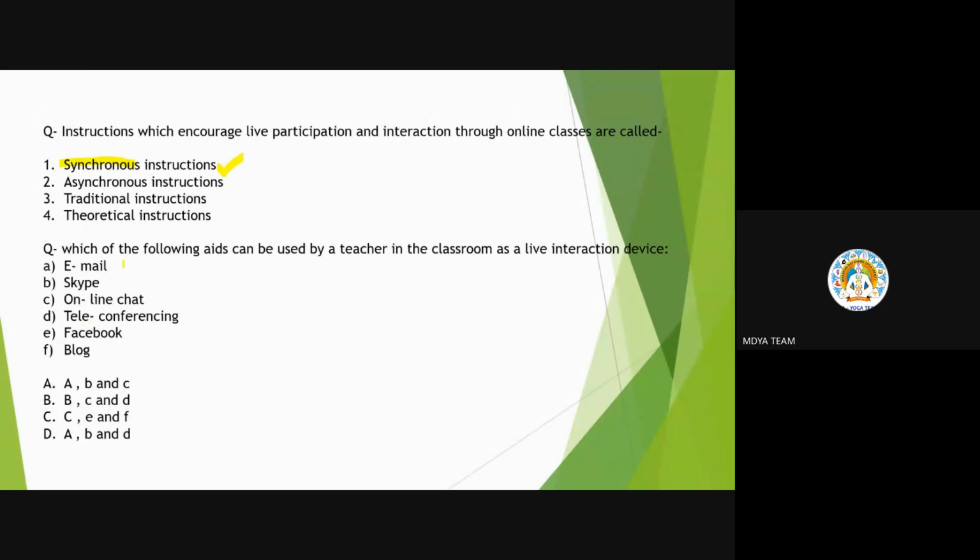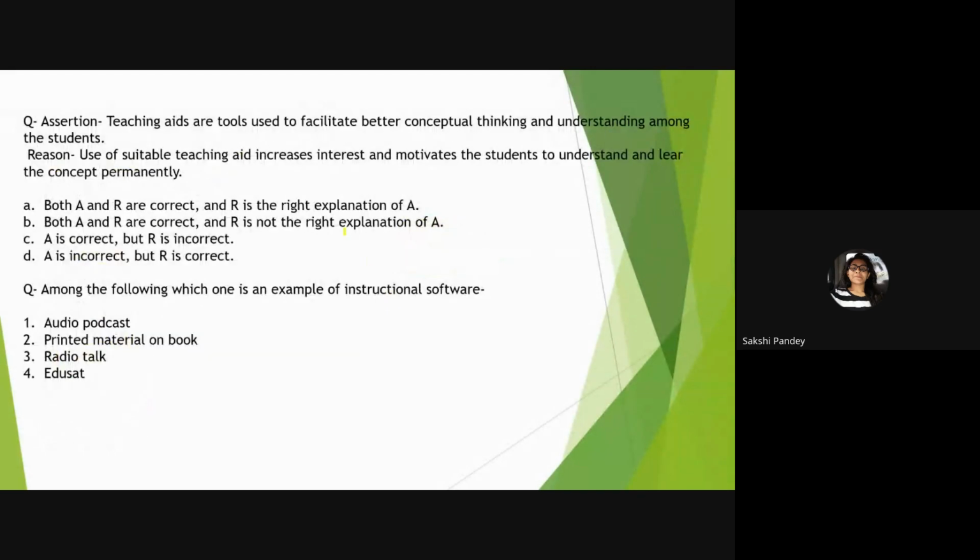So obviously, email is a wrong answer, Facebook is a wrong answer, blog is a wrong answer. So we are left with Skype, online chat, and teleconferencing. Ma'am, I was thinking Facebook has live stream, so it should be live interaction. No, just look at it: used by a teacher in the classroom. In the classroom, the teacher will not use Facebook, right? If this sentence was not there, we could think of Facebook, but in this case, any social media is not allowed in class, I think in every school. So the answer is B. Yes, ma'am. Next question.